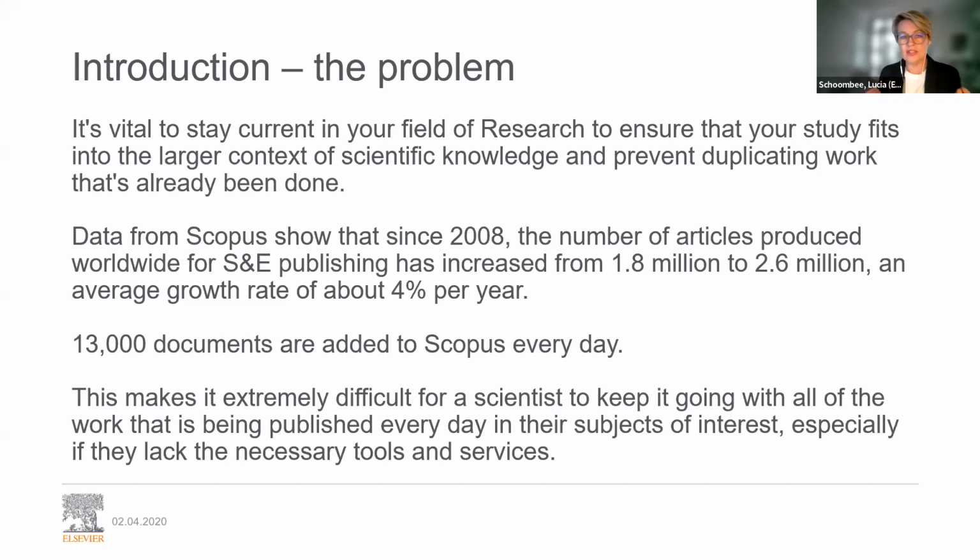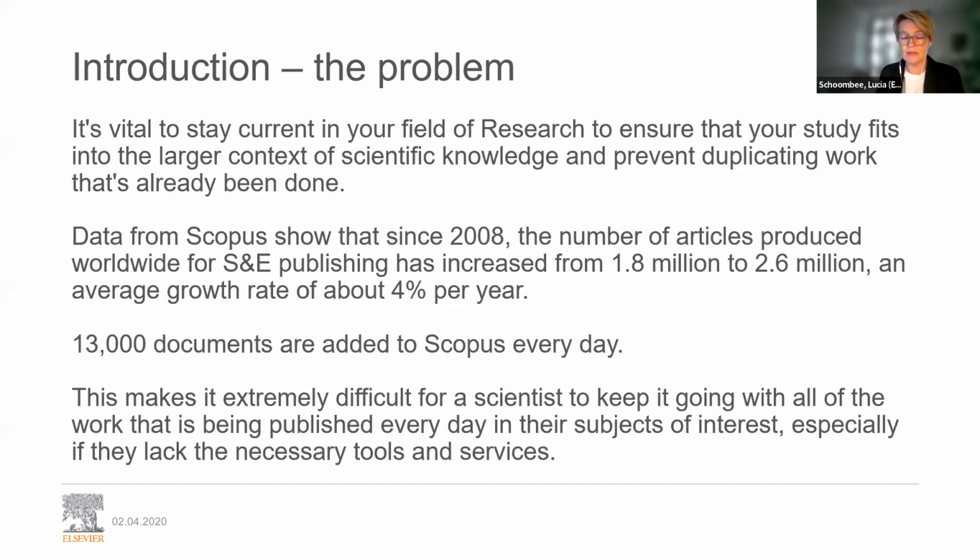Important to use a large database such as Scopus to make sure that the research has not been done before, right? So data from Scopus, we analyze the data, and from 2008, the number of articles produced worldwide for science and engineering publishing has increased from 1.8 million to 2.6 million. It's an average growth rate of about 4% per year. So you can see that the increase in knowledge production in the world is very high. About 13,000 documents are added to Scopus every day.